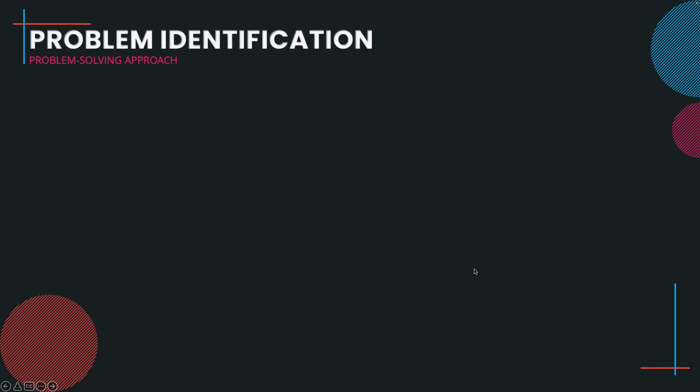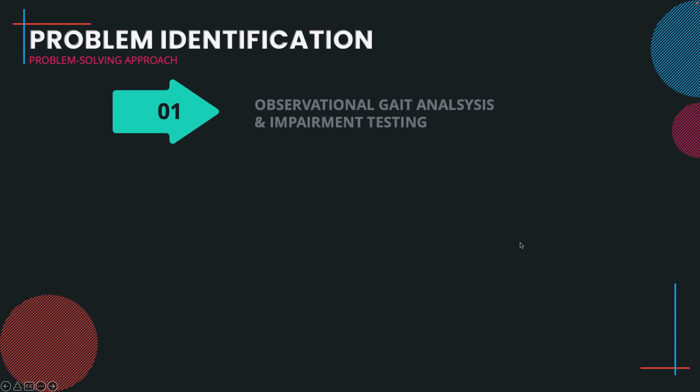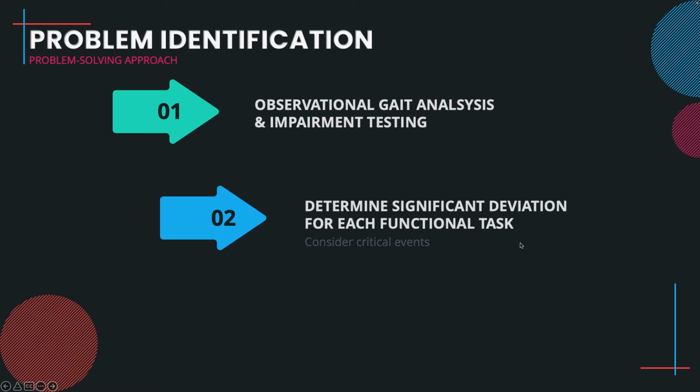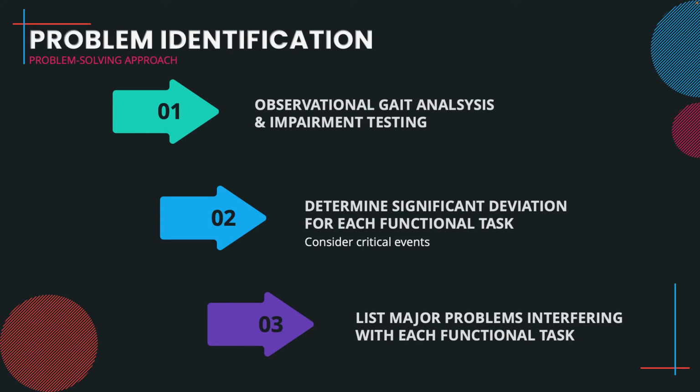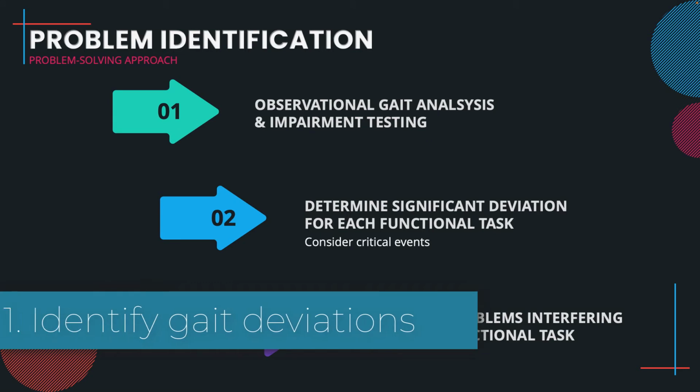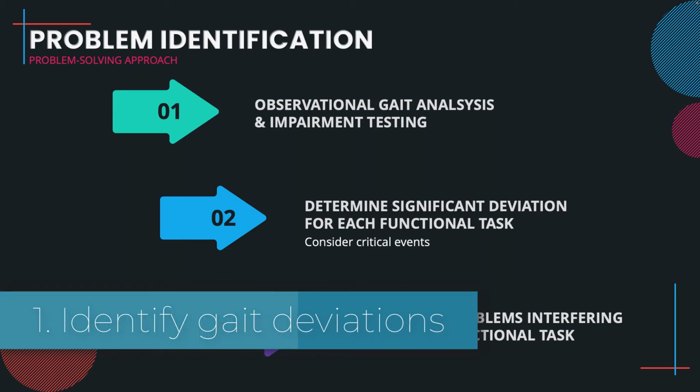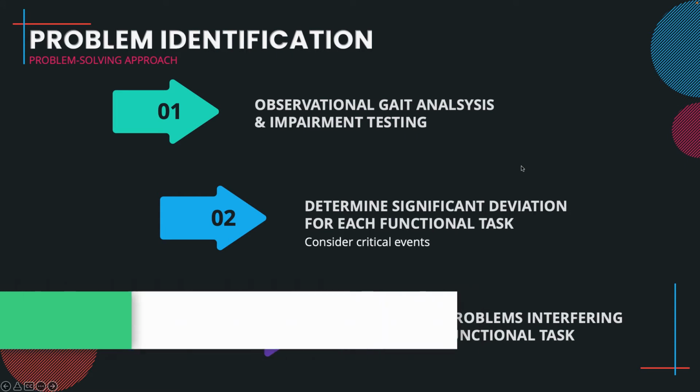So when you're analyzing pathologic gait, the first thing that you want to do is figure out what the problems are with their gait. And so you're going to do your observational gait analysis, and you're going to determine significant deviations for each functional task. So you're just identifying what the deviations are. You're considering how these deviations interfere with each functional task, and you're going to list out what the major problems are and which task they're interfering with. So that's first, just figuring out what deviations am I seeing.